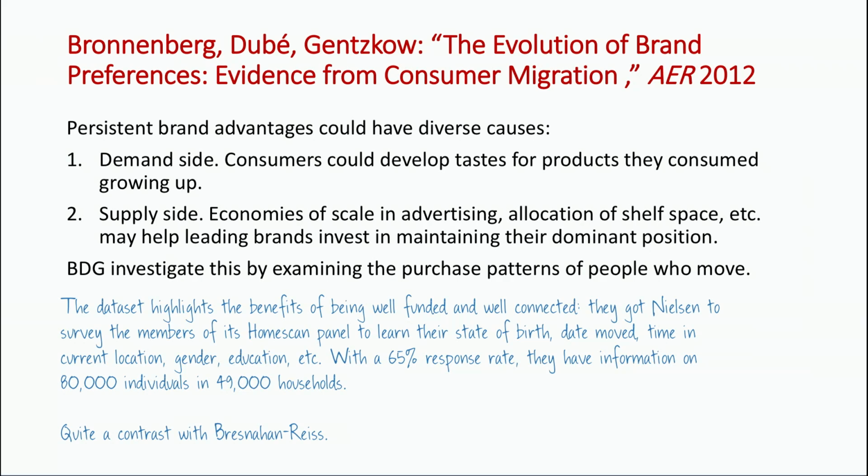And so what Bronnerberg, Dubé, and Jetskow want to do is sort of say, does it look like demand side or does it look like supply side? And they have this very thoughtful idea, which is, to investigate this, let's look at people when they move. Many of you have moved to Boston. And the question is, once you move to Boston, do you now buy the Boston mayonnaise brand, or do you buy the mayonnaise brand that was big where you grew up?